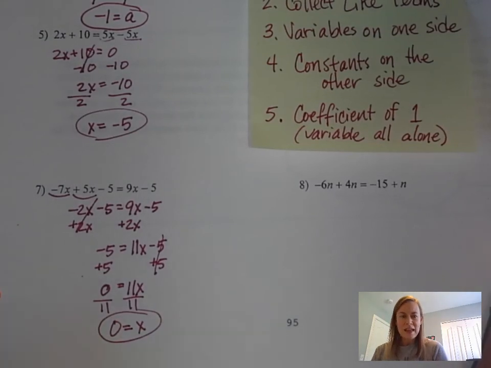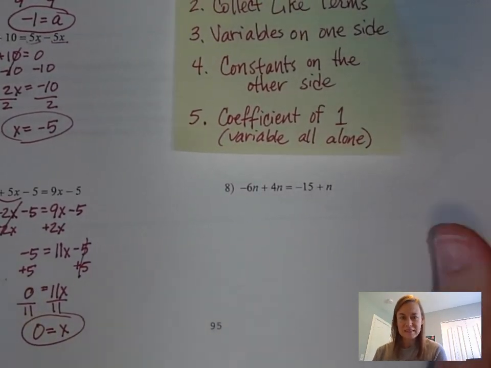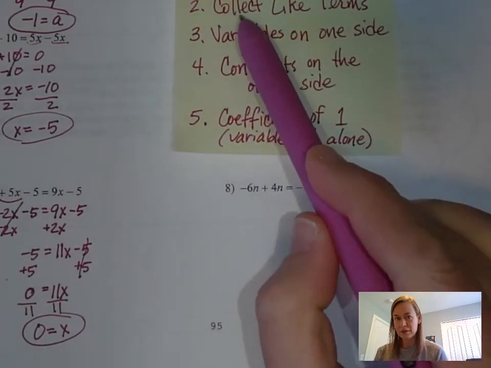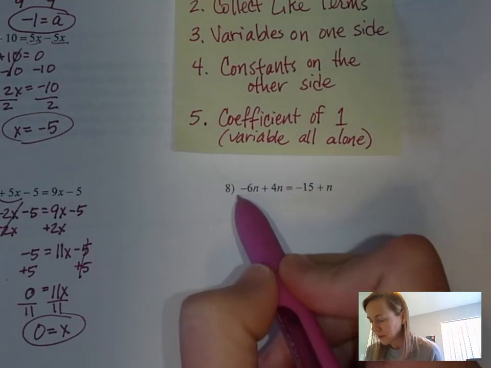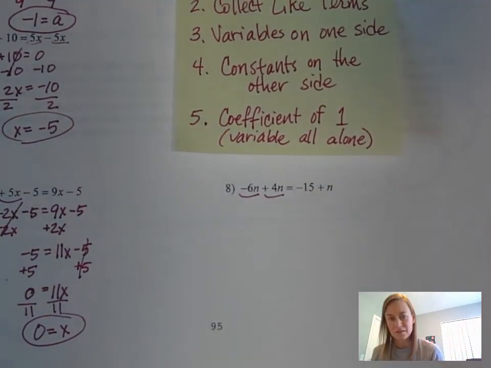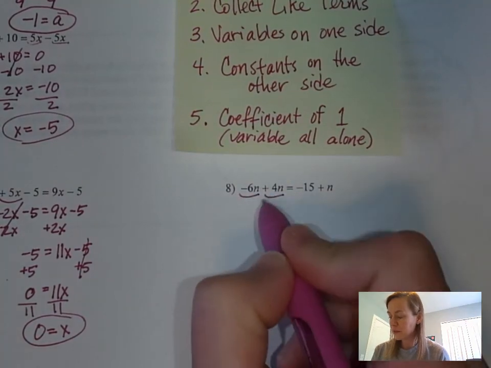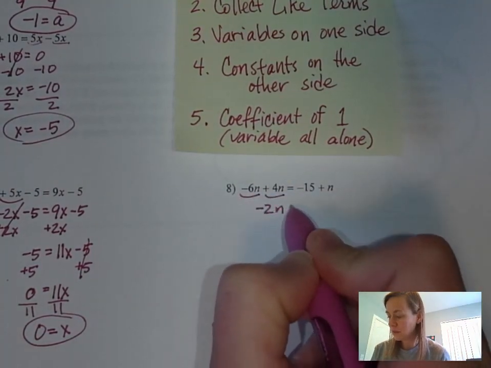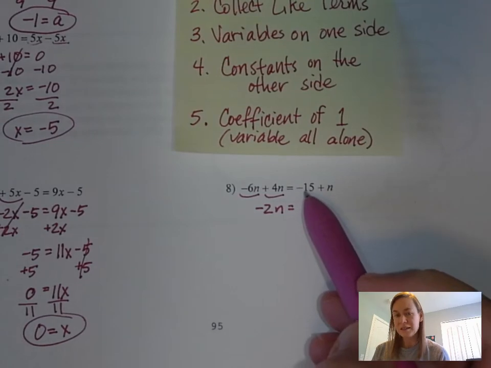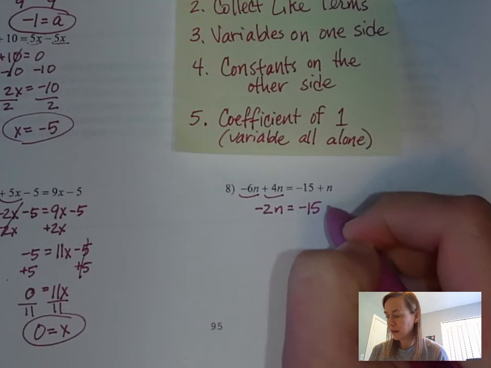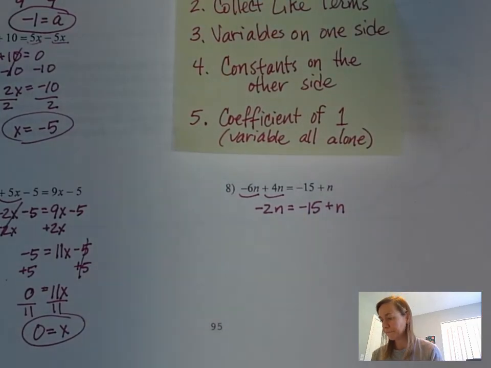And for problem number 8. All right, is there anything to distribute? Nope. Let's try collecting our like terms. Looks like we've got negative 6n and 4n. Those are like terms. Negative 6 plus 4 is going to give us negative 2n. Anything to collect here? No, it's just going to stay the same. You have your constant there and your variable there.